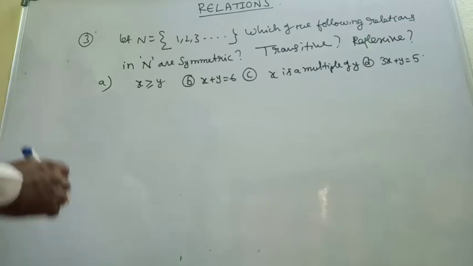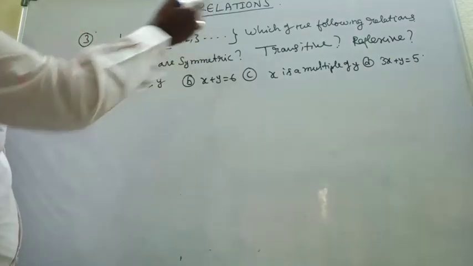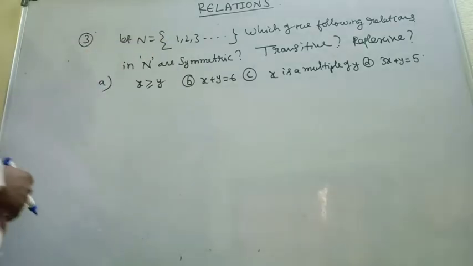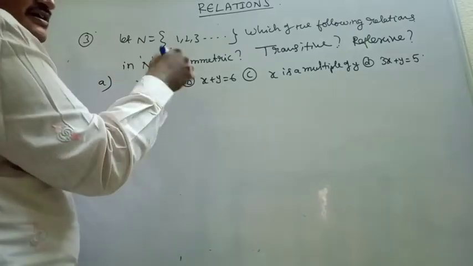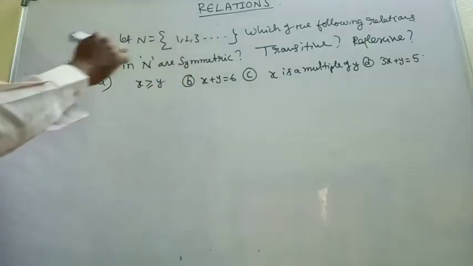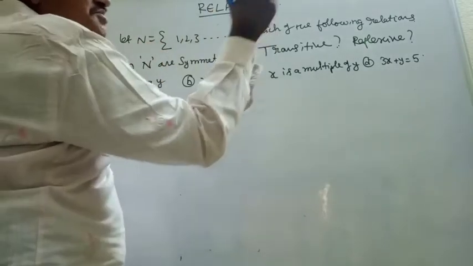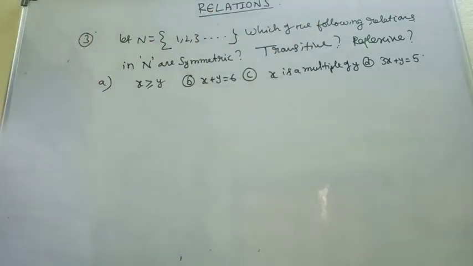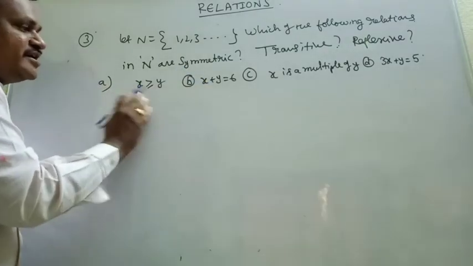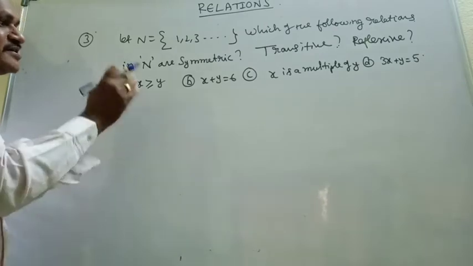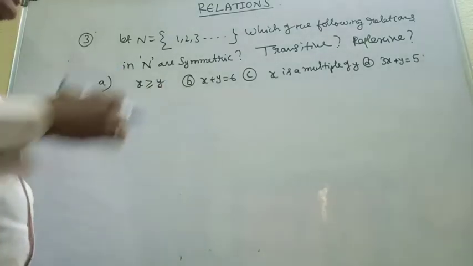Now see, my dear students, this third problem. N = {1, 2, 3, and so on up to infinity}. Which of the following relations R, a subset of N cross N, are symmetric, transitive, reflexive? That is our question here. They have given these 4 relations. Is A satisfying symmetric, transitive or reflexive? We need to check these 3.